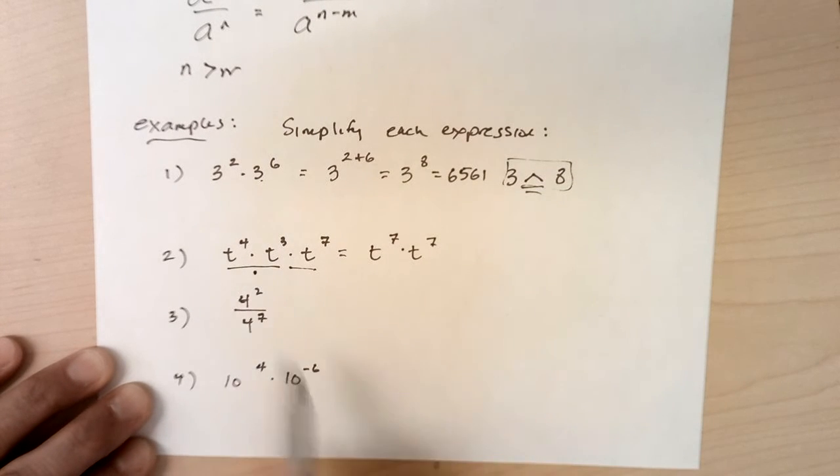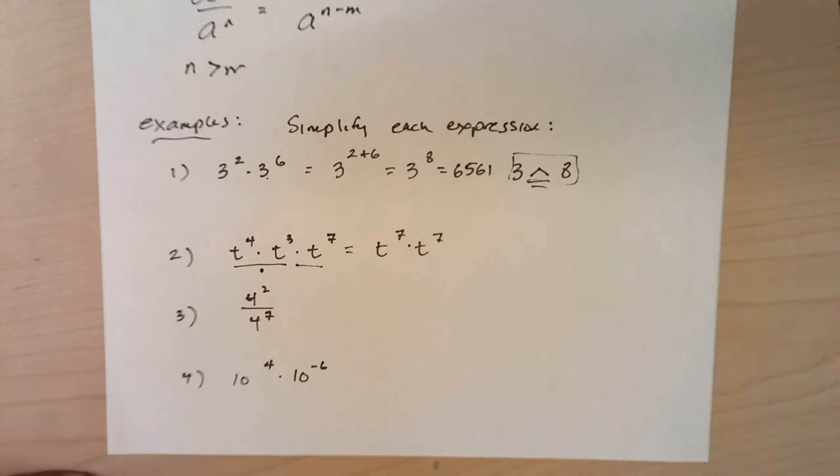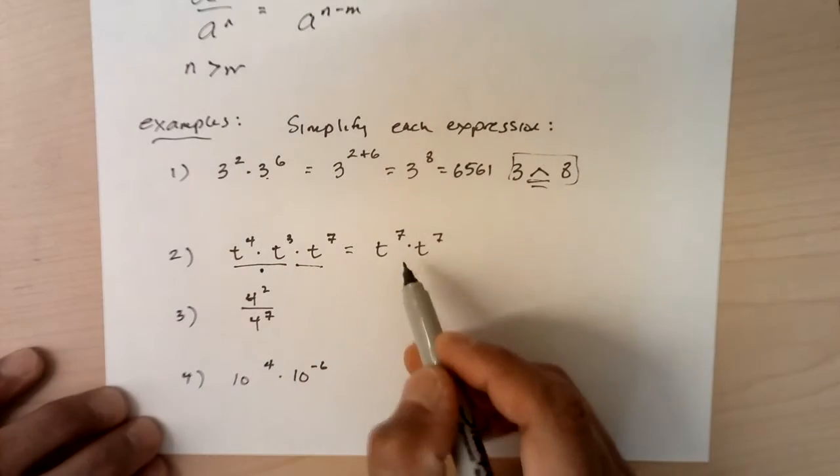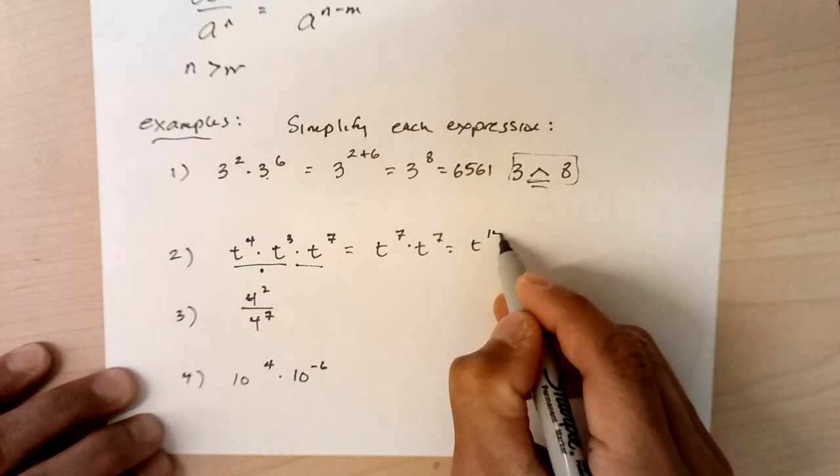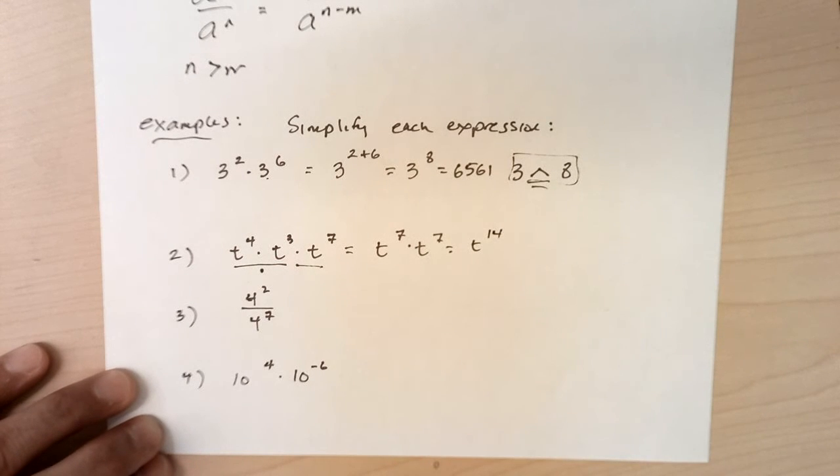Okay. If you can multiply 2 powers together with the same base, you can multiply multiple powers together with the same base, whether it's 3, 4, or more. So I still add the exponents because we have the same base, 7 plus 7, t to the 14th. I can't simplify this any further.